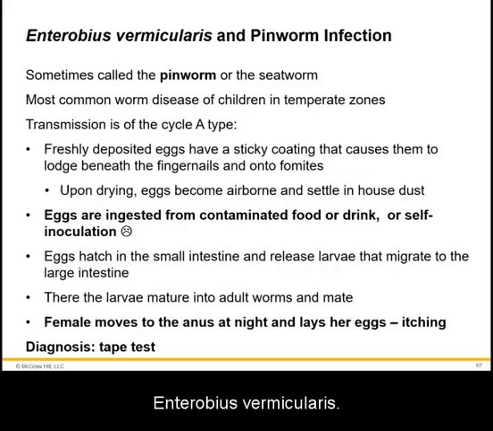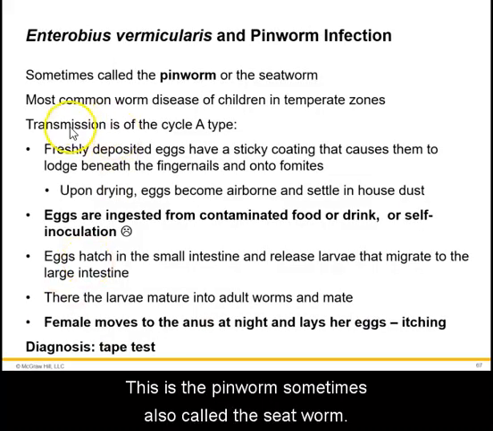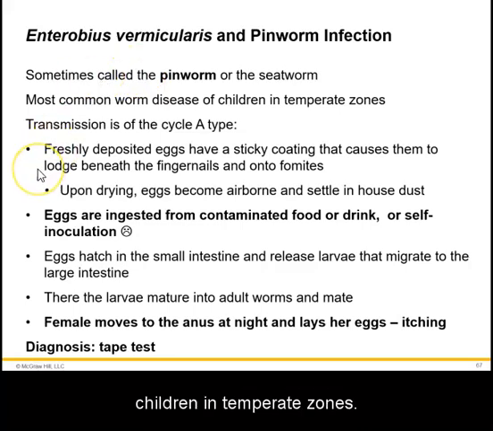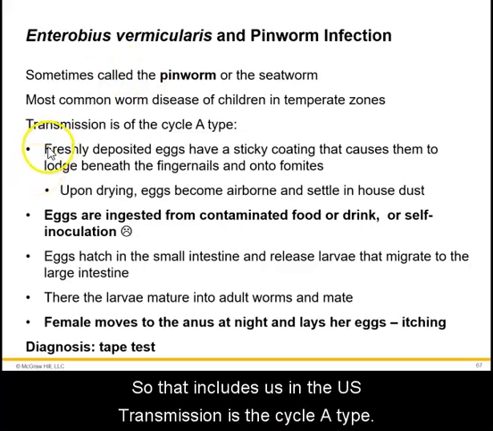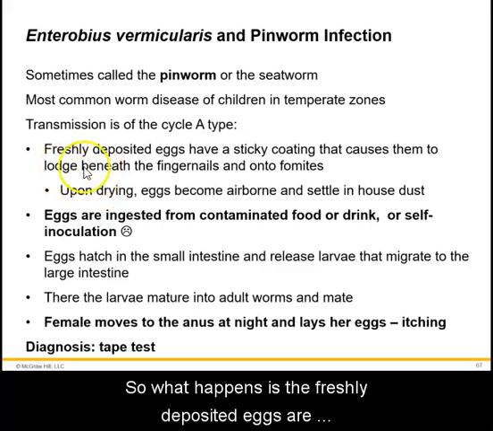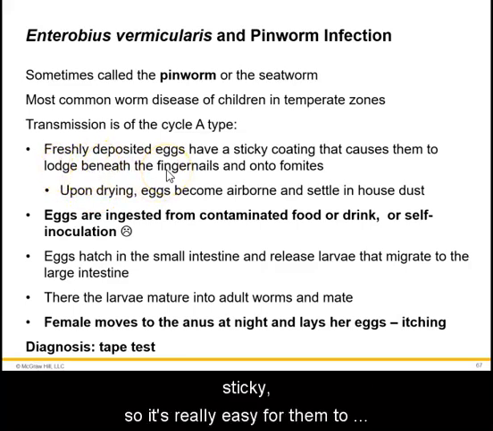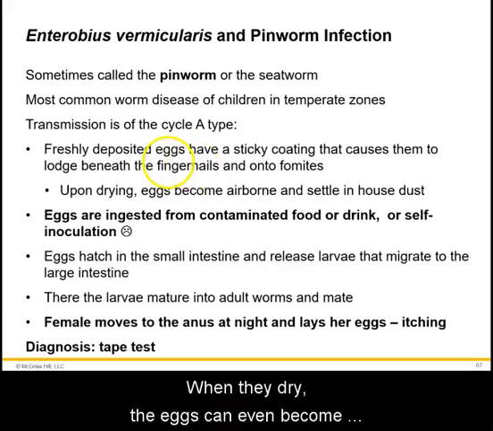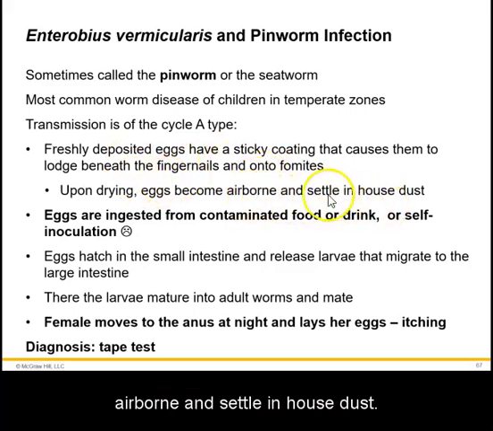All right, Enterobius vermicularis. This is the pinworm, sometimes also called the seat worm. This is going to be the most common worm disease of children in temperate zones, so that includes us in the U.S. Transmission is the cycle A type. So what happens is the freshly deposited eggs are sticky, so it's really easy for them to lodge beneath fingernails or lodge onto fomites. When they dry, the eggs can even become airborne and settle in house dust.